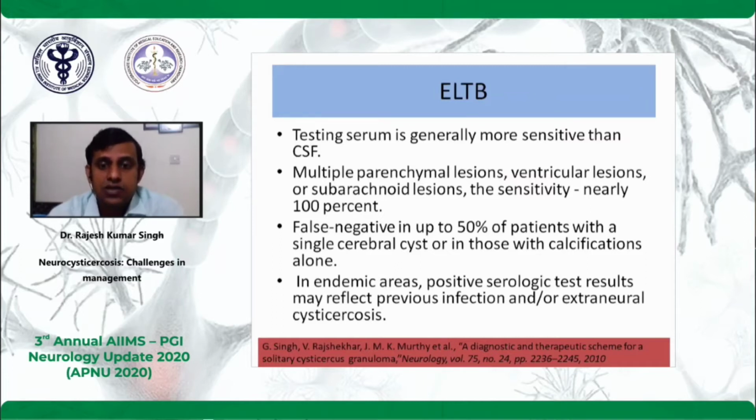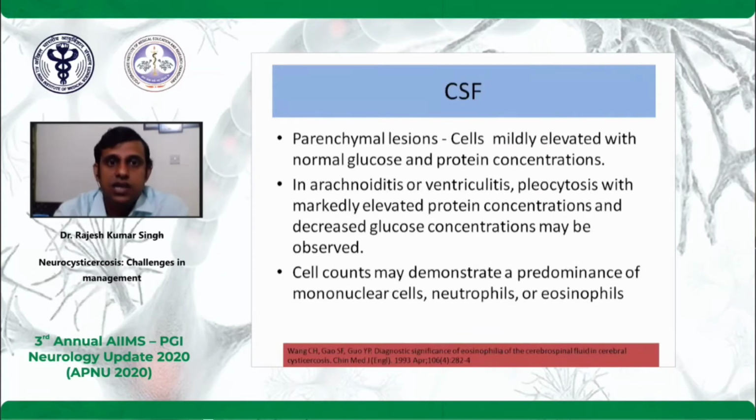Also, if there is previous infection and extraneural cysticercosis, then it can be false positive. It can be false negative in the case of calcified lesion only or a single lesion. So it can help when we have some confusion or doubt about the NCC.